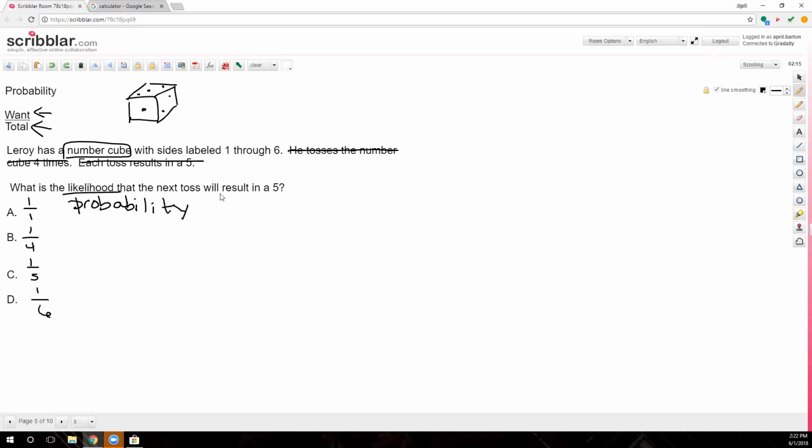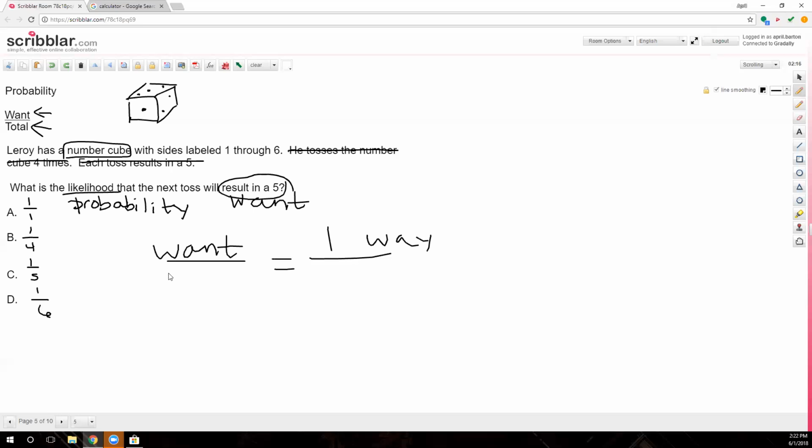So what's the probability the next toss will result in a 5? This is what we want. We want a 5 to come up. So we look at our object or our situation and say, well, how many ways could that happen? On this number cube, how many of the sides are a 5? Just one of the sides. A lot of people want to use that 5 and say maybe 5 out of 6, but only one of the sides is actually the number 5. So what we want is only going to happen one way.